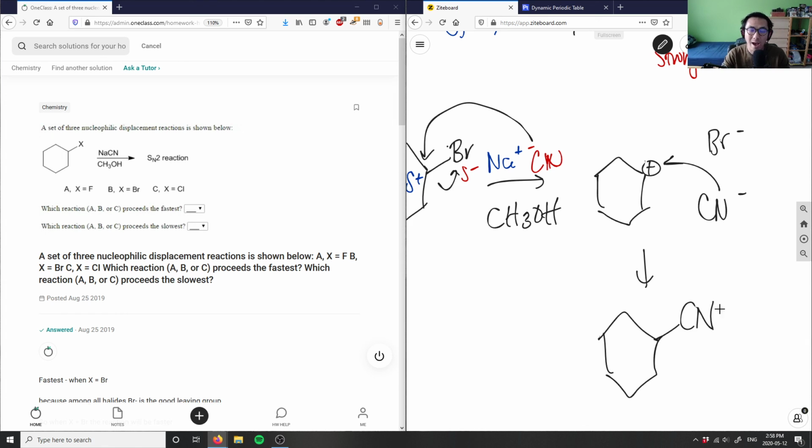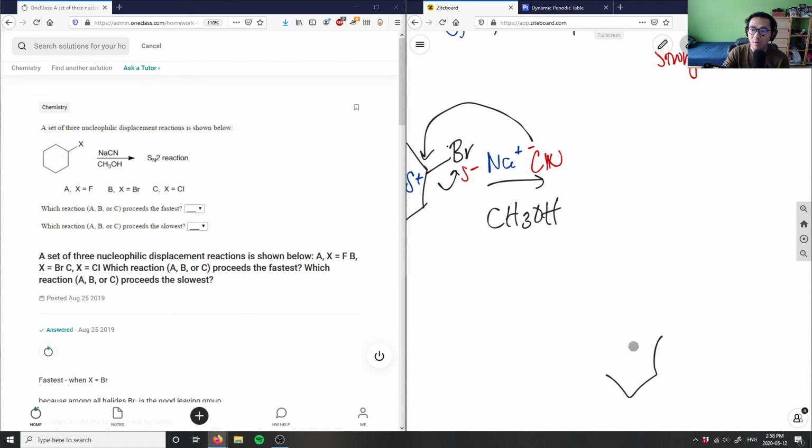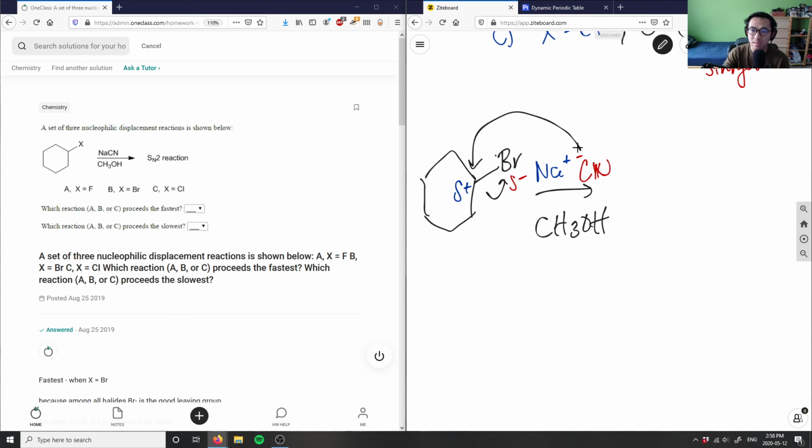This actually all happens in one step, by the way. SN2 is a one-step reaction. In reality, this all happens in one step. So CN is attracted to this carbon and then kicks out this bromine. So you're going to get a backside attack, and you get CN here. Backside attack, inversion of stereochemistry, SN2 nucleophilic substitution.